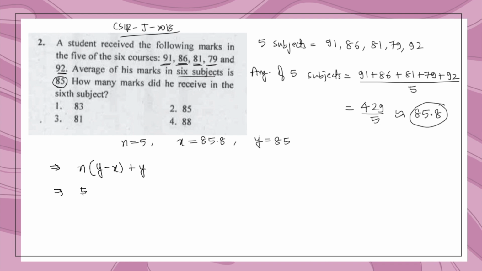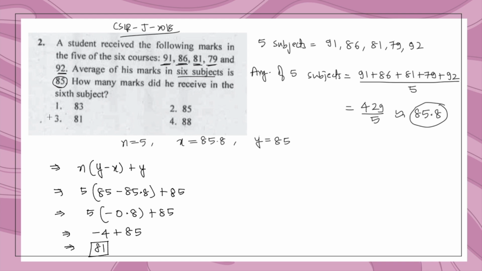So n is 5, y is 85 minus 85.8, and plus y, which is 85. Now if I solve this, I get 5 times minus 0.8 plus 85. If you multiply this, you will get minus 4 plus 85, which gives you 81. So you got 81 as the correct answer, which is option number 3.